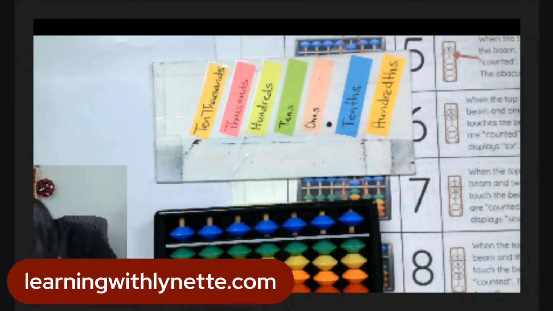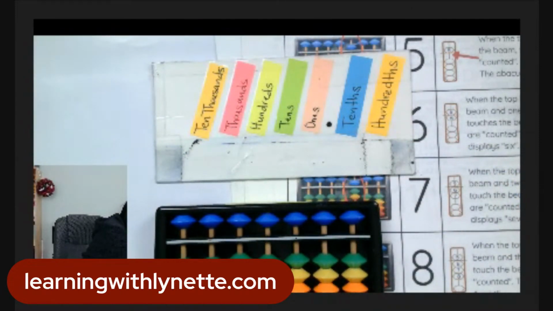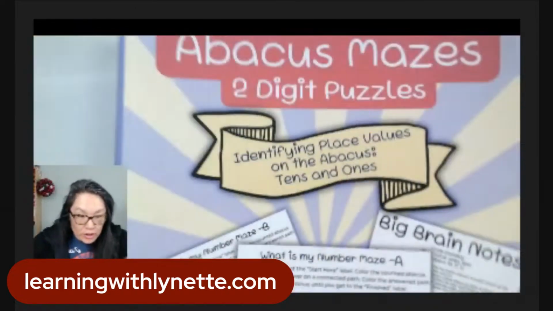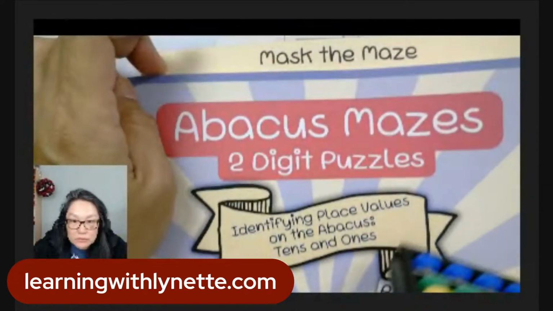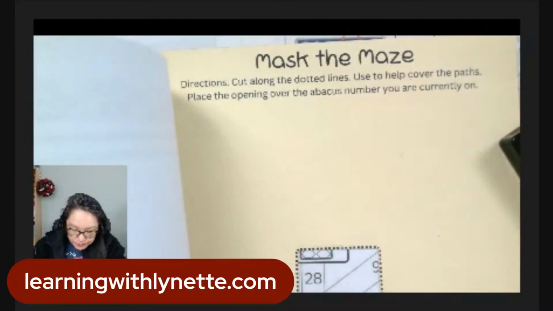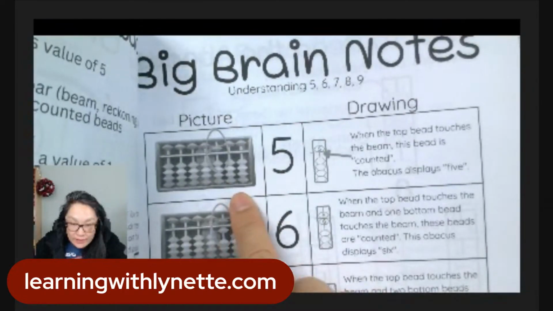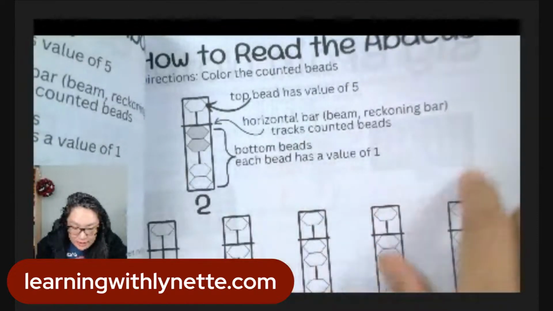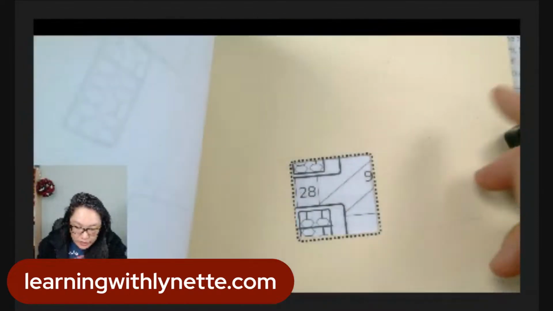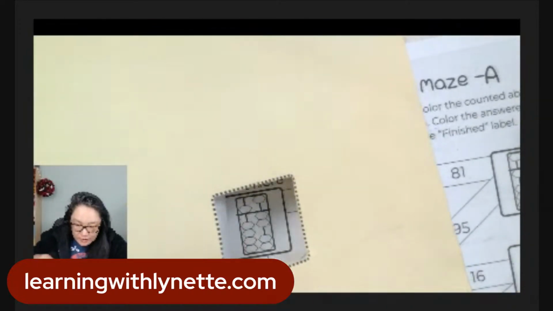So the first thing we're going to do again is read some numbers. I showed you what the numbers are, right? I showed you what 5 is and 7, and this is how you read the abacus. Now, what we're going to do is look at this.